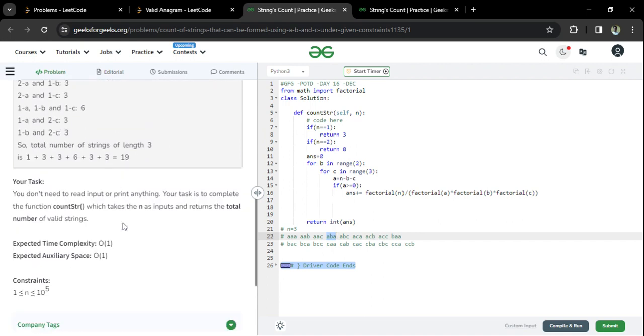So they are expecting something higher from us this time. They are not lenient in the space and time complexity. They are expecting O of 1, that means constant space complexity.